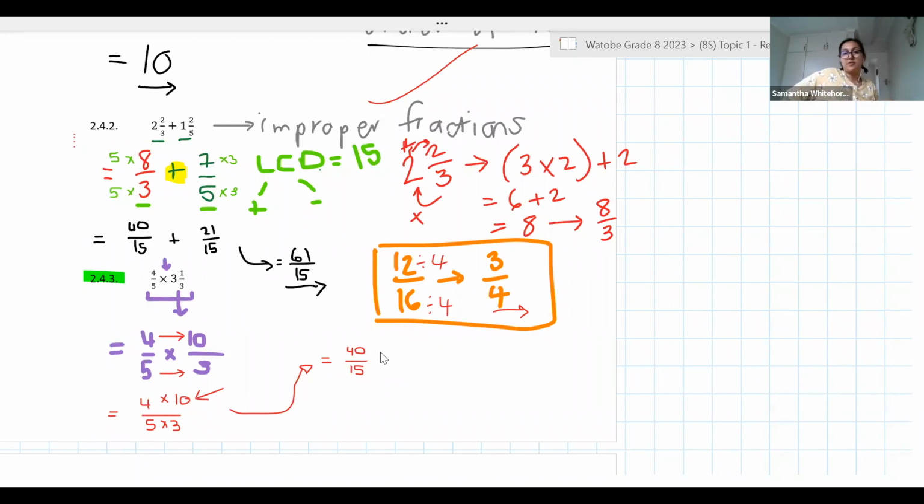And remember to check if it can simplify. Either type it in on your calculator or ask yourself, is there a number that I can divide into both 40 and 15? Okay, we've got a bit of a mixed bag here. If you have a calculator handy that shows you fractions, the first thing you can do to check is type this into your calculator. If it gives you a different fraction, it can simplify.